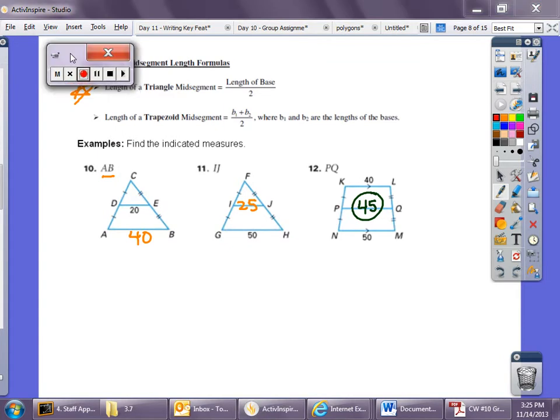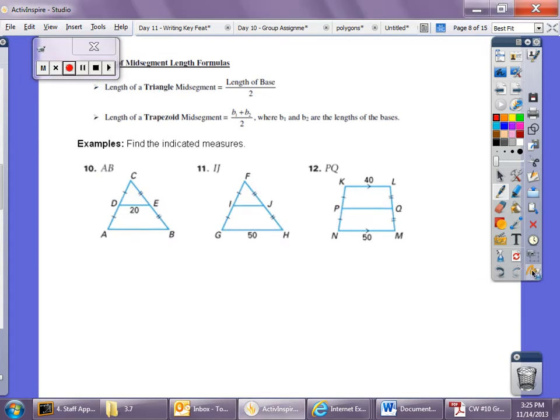So now we have a couple notes. The length of a triangle mid-segment, you need to know this, is base divided by 2. The length of a trapezoid mid-segment is base 1 plus base 2 divided by 2, where B1 and B2 are the lengths of the bases. So we can find these measures.